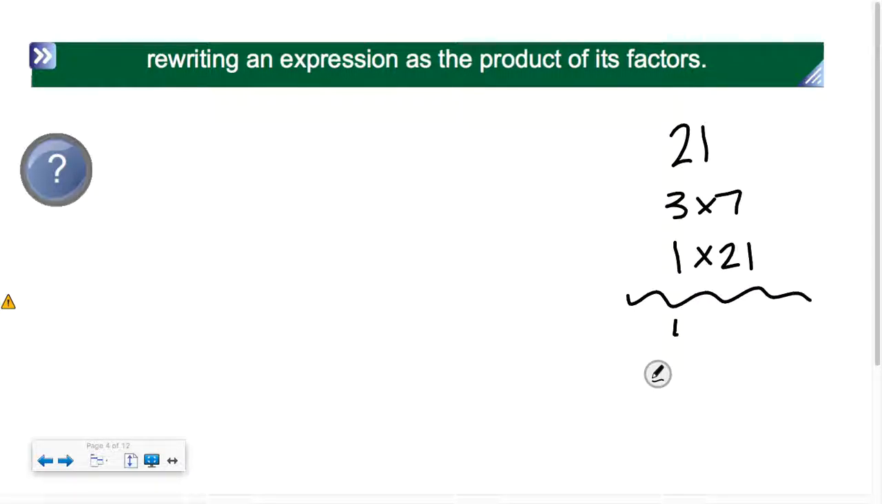If I had just 4t, then if I wanted to factor that, it'd be 4 times t. That's one way you could do it. I could also factor this as 2t times 2. So factoring, you're just rewriting it as a multiplication problem.